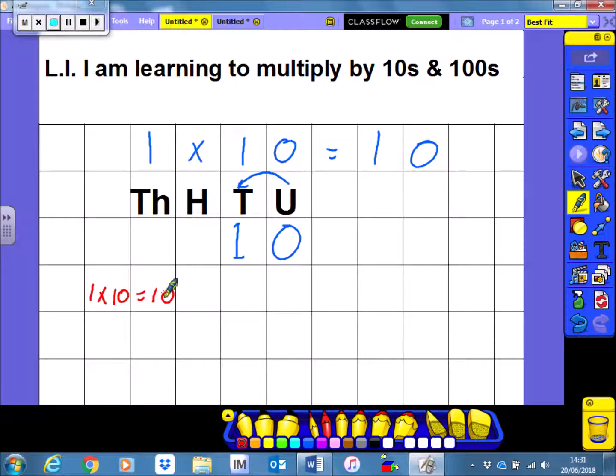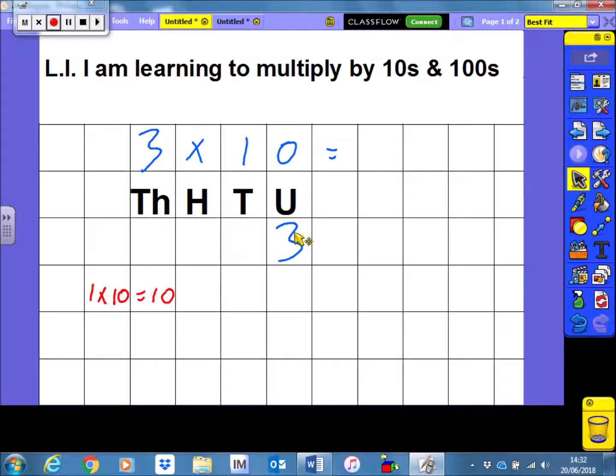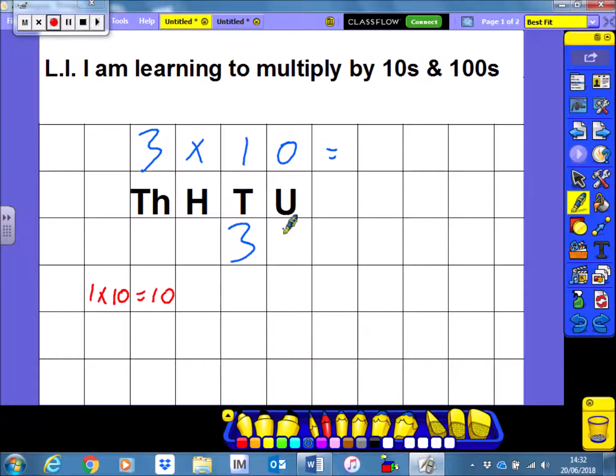Let's look at some other stations in the 10 times table. So we're now being asked 3 times 10. So we've got our 3 in the units column. And again, doing the same thing, we're going to move it up one place into the tens column, and a 0 is going to fill the gap. So 3 times 10 is 30.